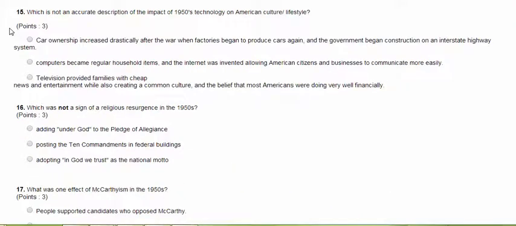Number 15, which is not an accurate description of the impact of the 1950s technology on American culture and lifestyle. Car ownership increased drastically after the war when factories began to produce cars again, and the government began construction on an interstate highway system. Computers became regular household items, and the internet was invented, allowing American citizens and businesses to communicate more easily. Or the last option, television provided families with cheap news and entertainment while also creating a common culture and the belief that most Americans were doing very well financially.